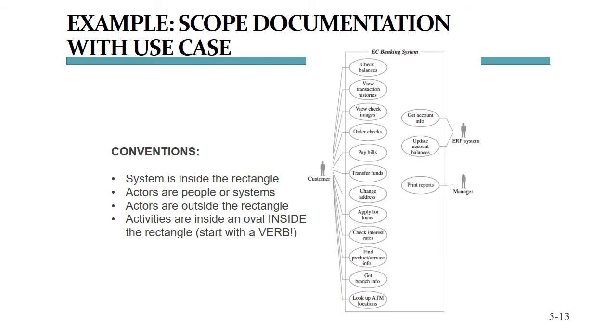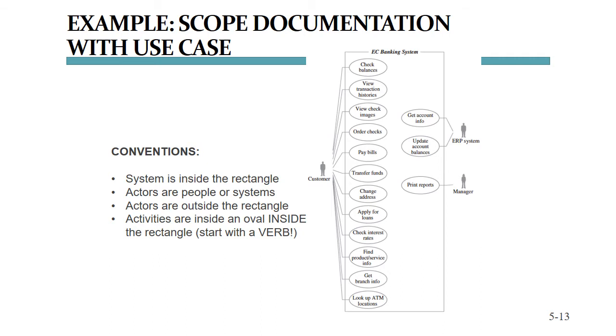Here is another look at a use case diagram. As we have seen before, the system itself is always shown in a rectangle in a use case, and then we have our actors outside of our rectangle because they interact with the system. Actors can be people such as a customer or a manager, but they can also be external systems as shown here, an ERP system, for example.